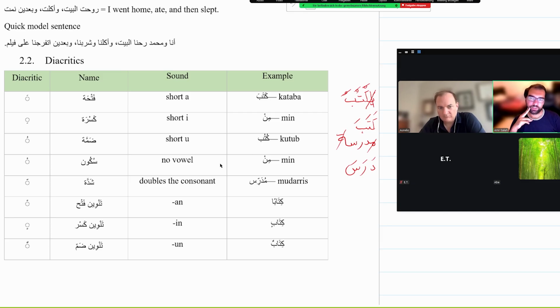Sukun, this is like no vowel. Like here, for example, with the example of yaktub, there's no vowel with the K, so it's sukun. Sukun means like stillness. That's the meaning of the word. Shadda, that's if you have like a double consonant. So mudarris. Shadda means like to stretch.